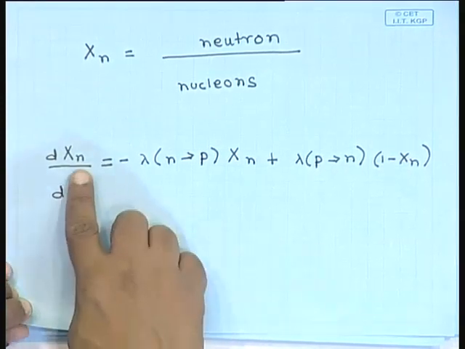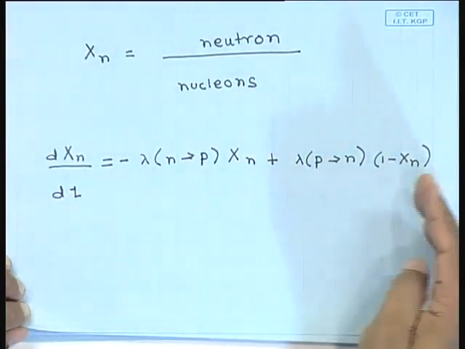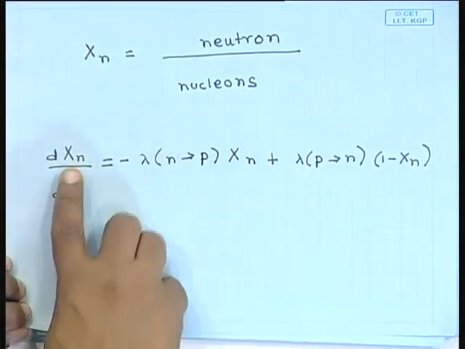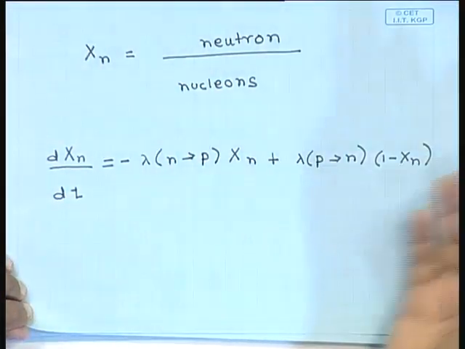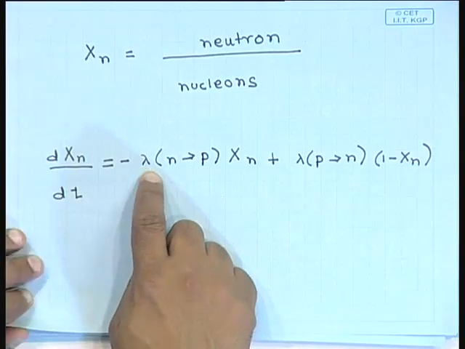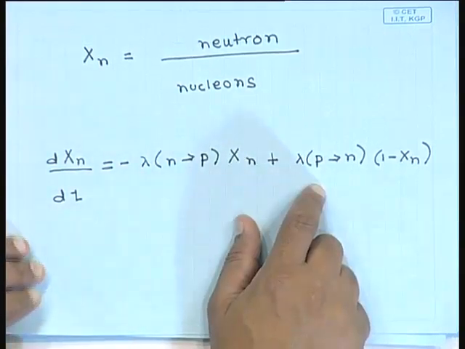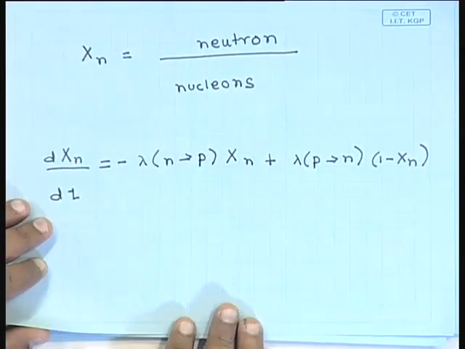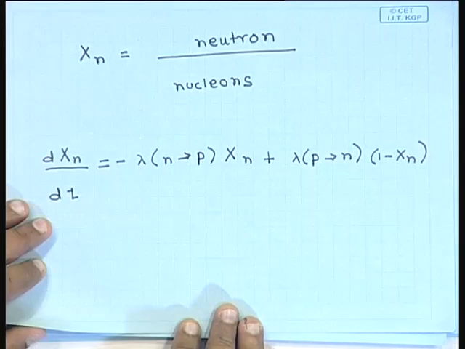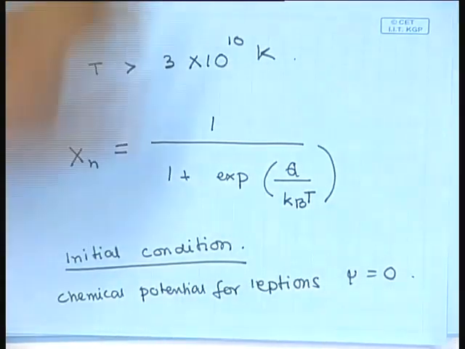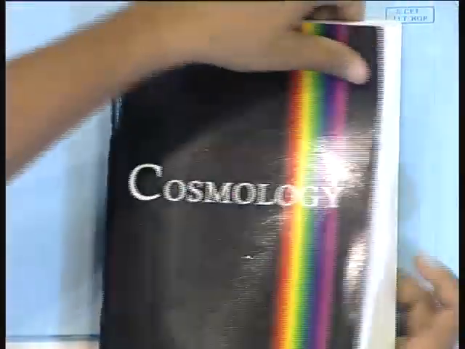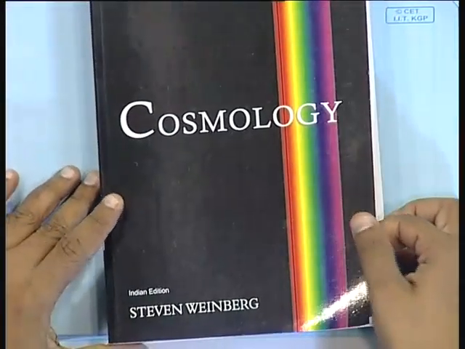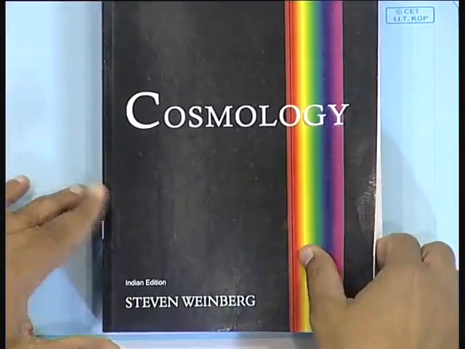So at each time step you evaluate those reaction rates, and then you integrate this and move it forward once, and again the temperature changes, so you evaluate this again. By this you can calculate the neutron fraction as a function of time or temperature. I am going to show you these values. They have been tabulated here in Weinberg's book on cosmology.